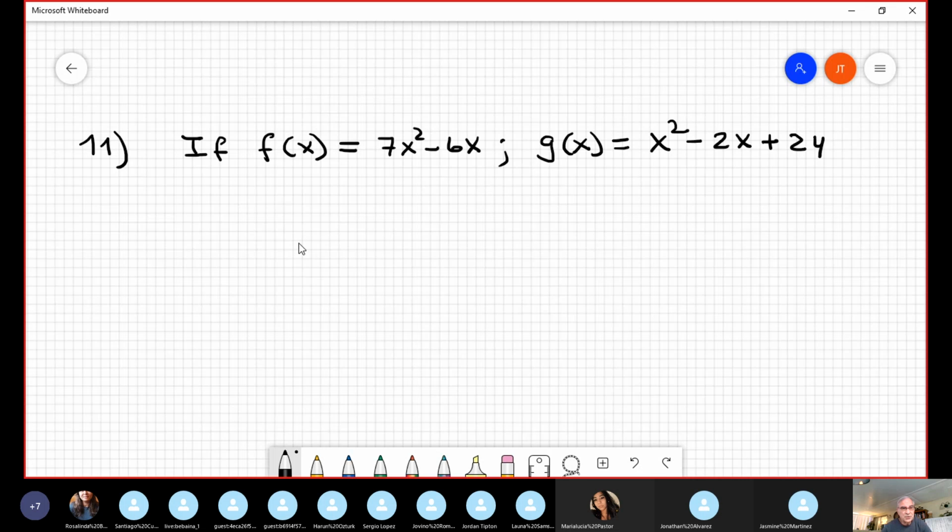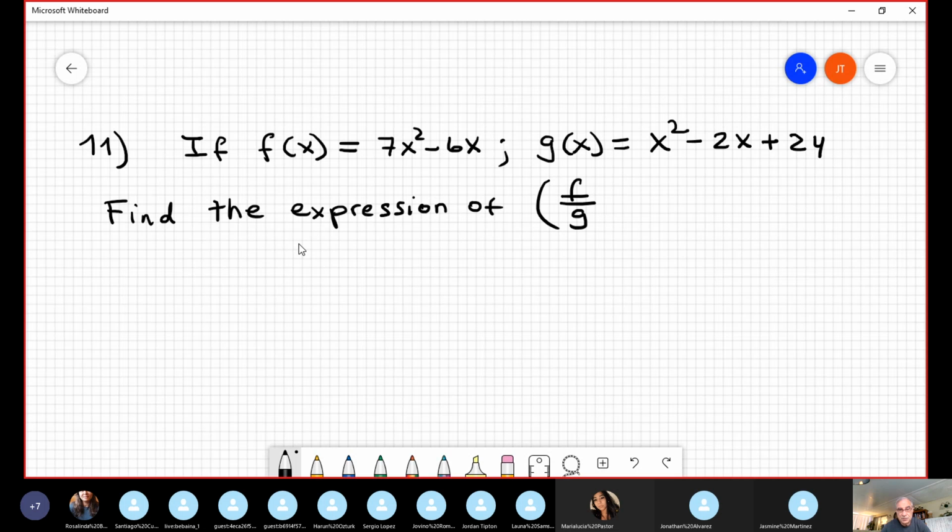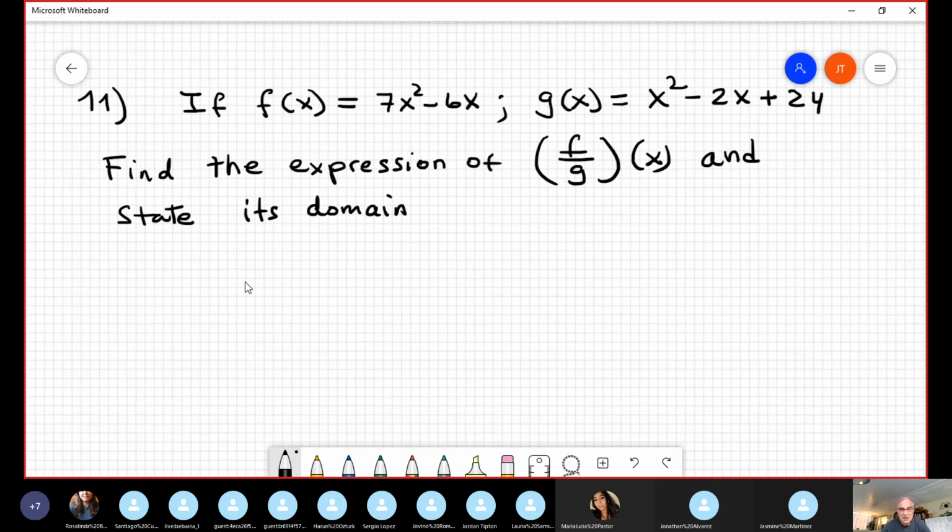Okay, the question says: find the expression of f division g of x, and state its domain. And this is tricky, very confusing.